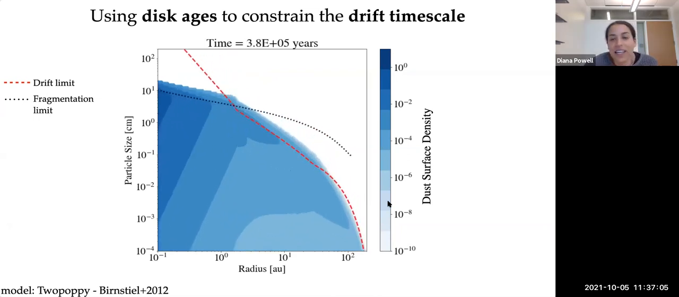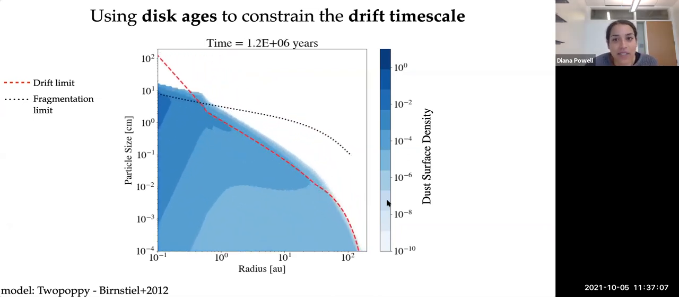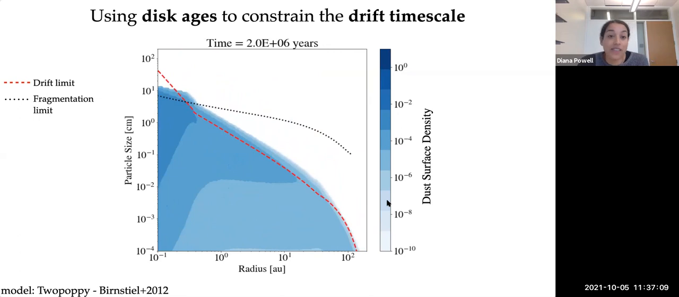So as you can see, in the outer disk at late times, particle growth is limited by drift and fragmentation becomes less important. So in the outer disk, the maximum particle size at a given radius is therefore set by particles whose growth timescale equals the drift timescale. So that's actually how I've drawn this red line shown here.